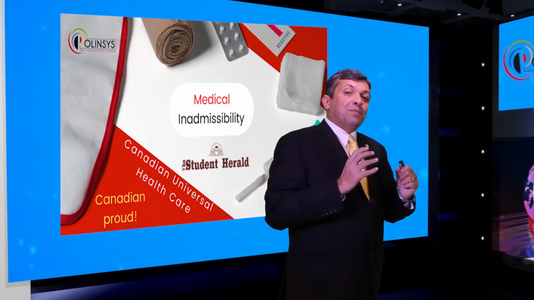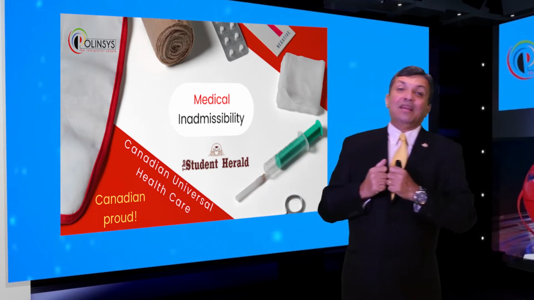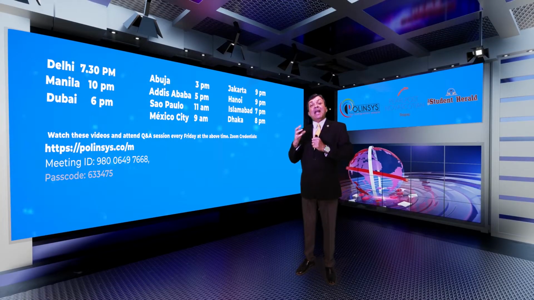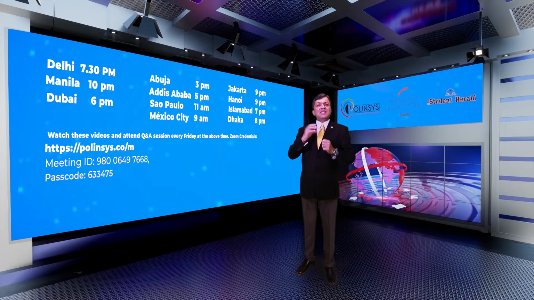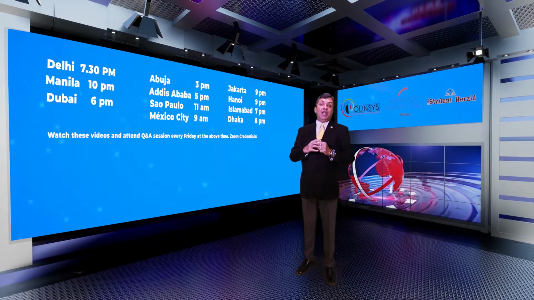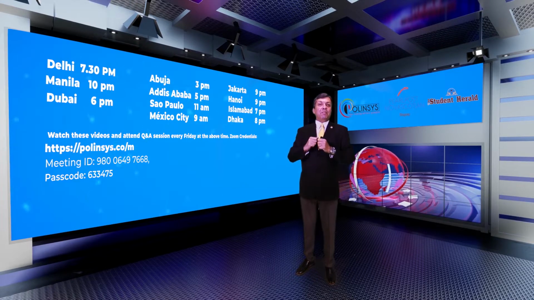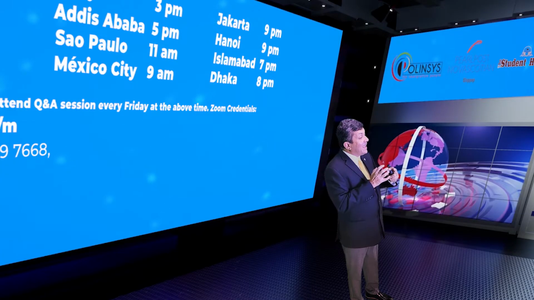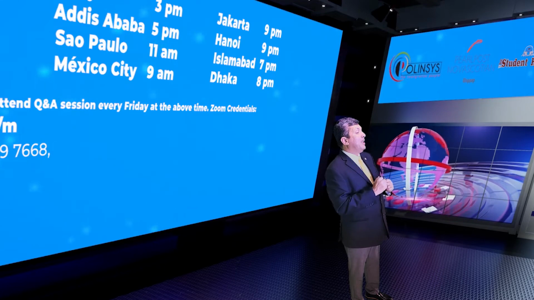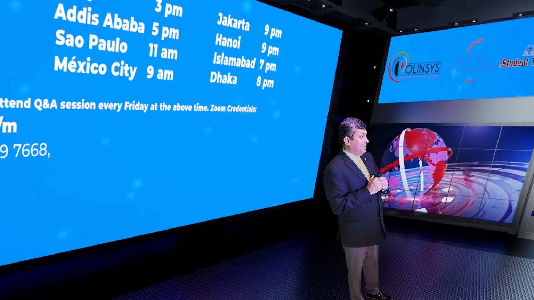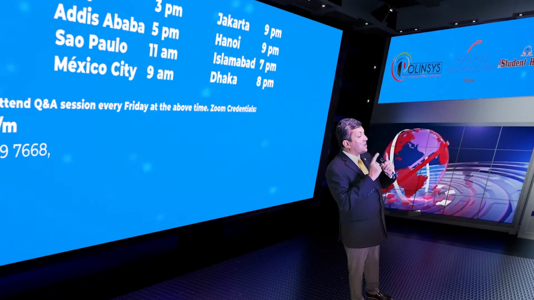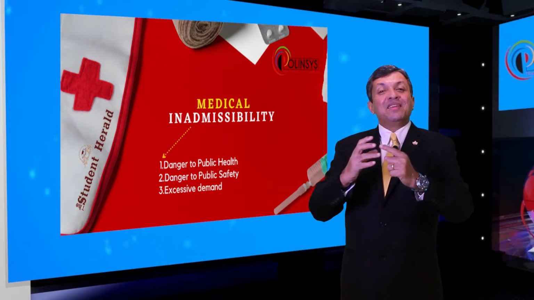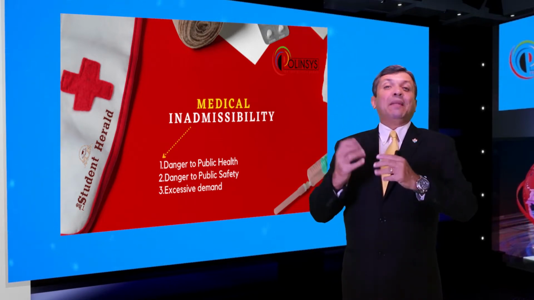Let me try to explain some of the inadmissibility conditions for Canada. Number one, medical inadmissibility. Permanent residence is always for the full family. If any member of your family has a medical condition which is medically inadmissible, then the whole family is medically inadmissible. Therefore, please do due diligence that you do not have any ailment which could classify you as inadmissible.